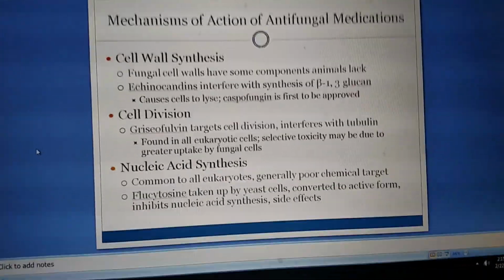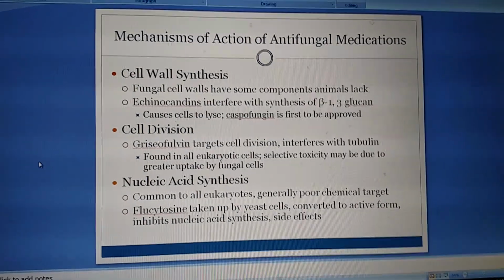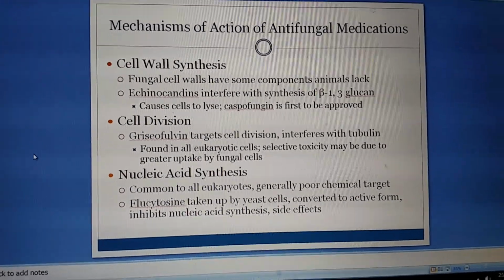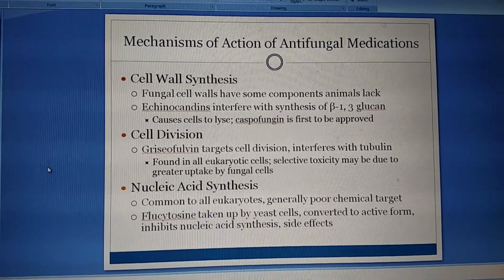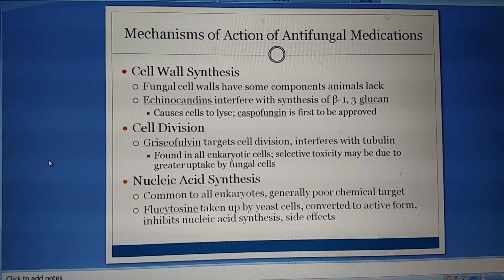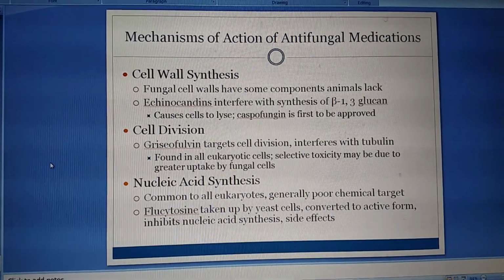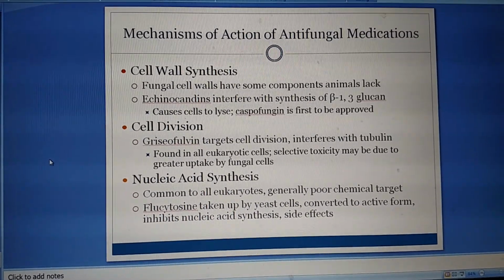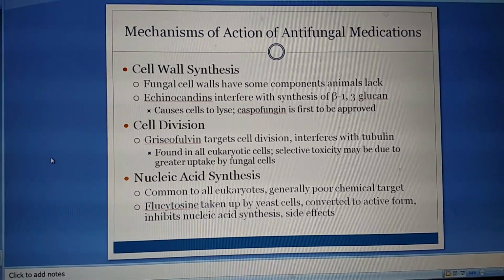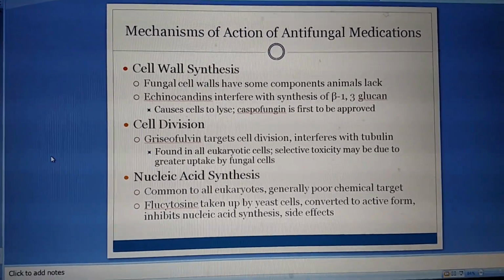You can target cell wall synthesis because cell walls have chitin, which we don't have. You can target cell division. Now, what's interesting is even though we also have tubulin, for some reason the medication seems to be taken up at a higher rate by fungal cells than human cells. Therefore, it is actually more selectively toxic to the fungus.